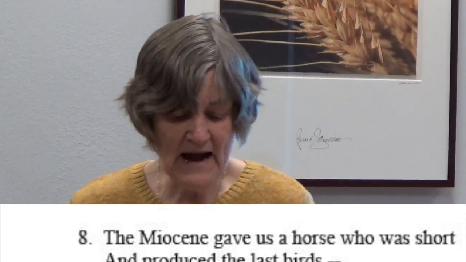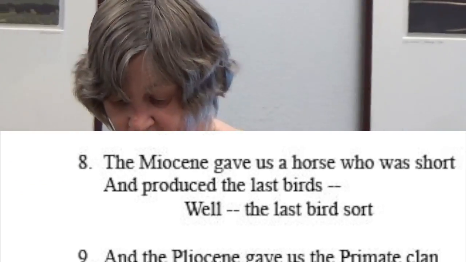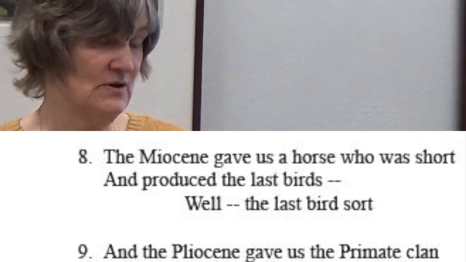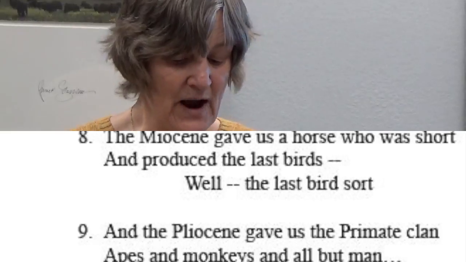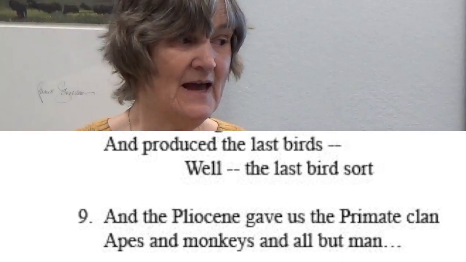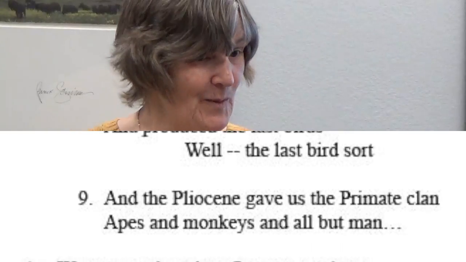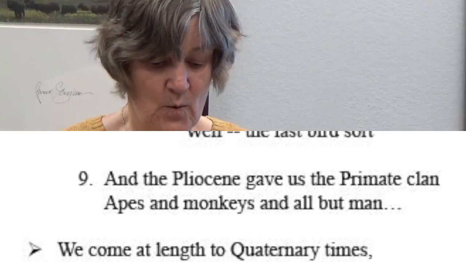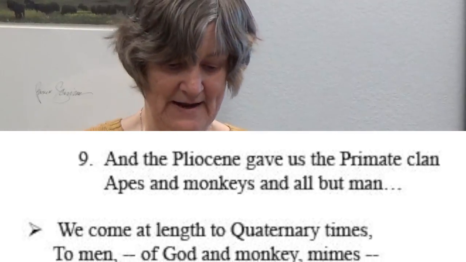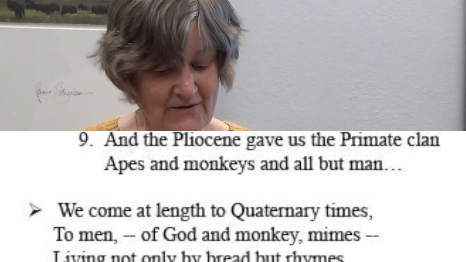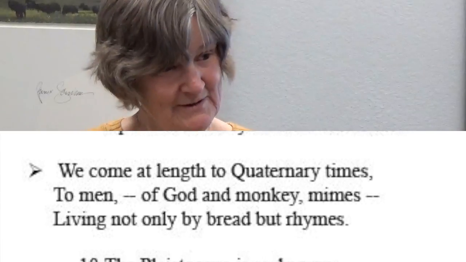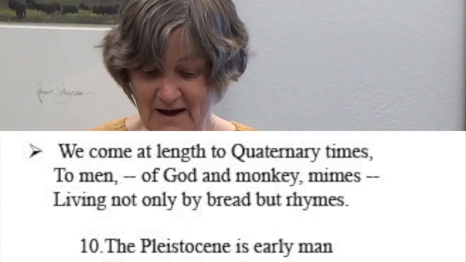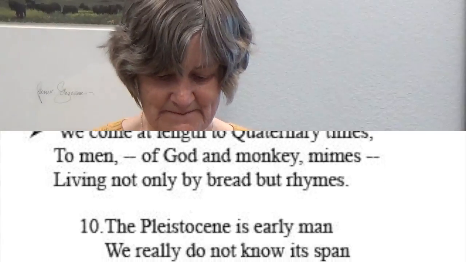Okay. The Miocene gave a horse who was short and produced the last birds, or the last bird sort. And the Pliocene gave us the primate clan, apes and monkeys, all but man. We come at length to quaternary times, to men, of God and monkeys mimes, because we're like both, really, right? Living not only by bread, but rhymes.